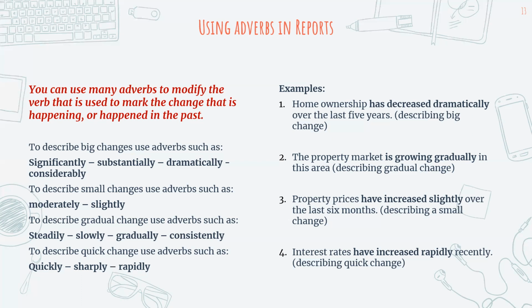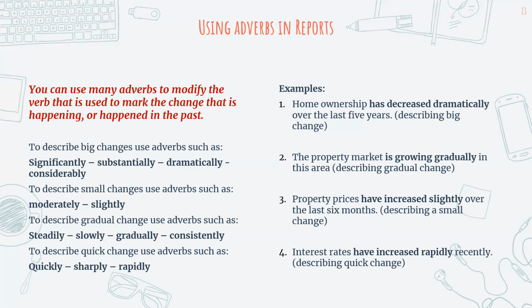Okay, there was a slight change. No, I'm not using an adjective. I could say it increased slightly last year. To describe gradual change, use adverbs such as steadily, slowly, gradually, consistently. This is a gradual change. Also, you can describe quick change. For a quick change, use adverbs such as quickly, sharply, rapidly. Okay, something that changed quickly, sharply.